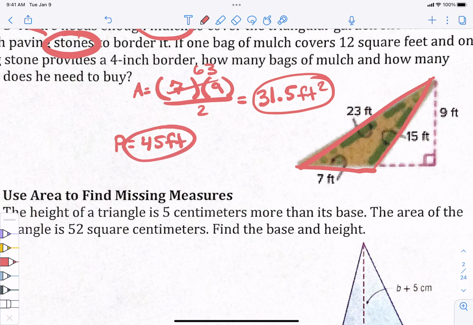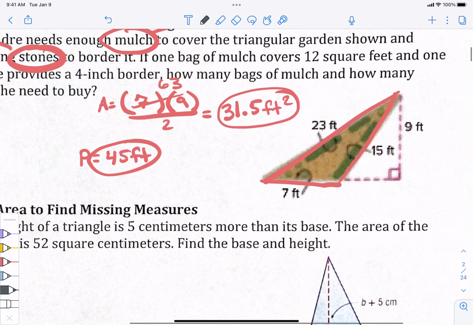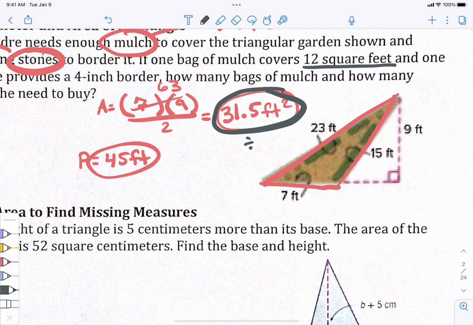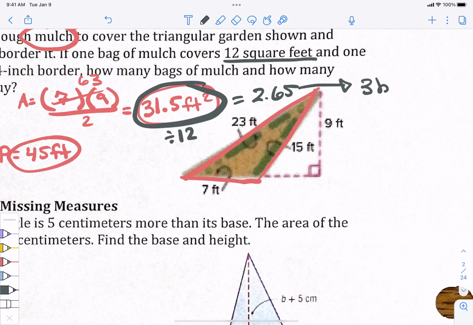That's my perimeter. Now let's go back up into the story problem, and they say if 1 bag of mulch covers 12 square feet, we need 31.5 square feet. How many bags of mulch do we need? Divide by 12. And if we divide by 12, it's 2.65. So how many bags? 3 bags, right? Because we can't buy 2.65 bags of mulch.